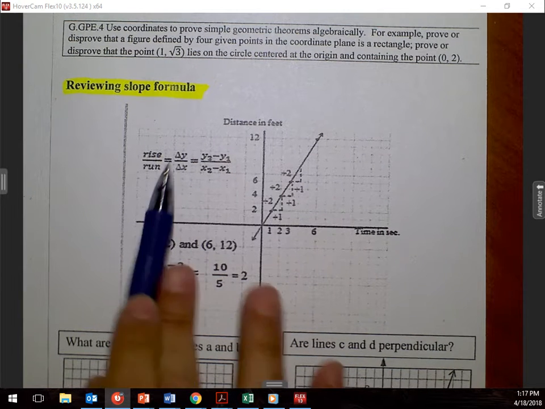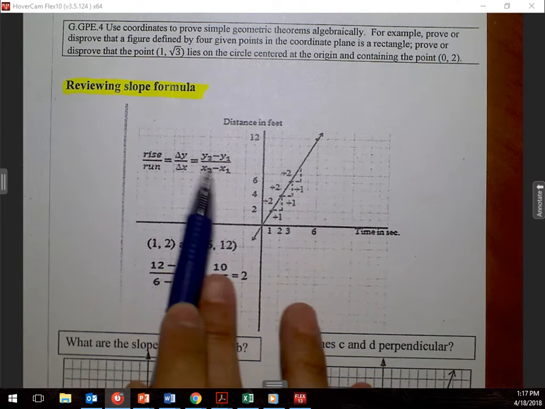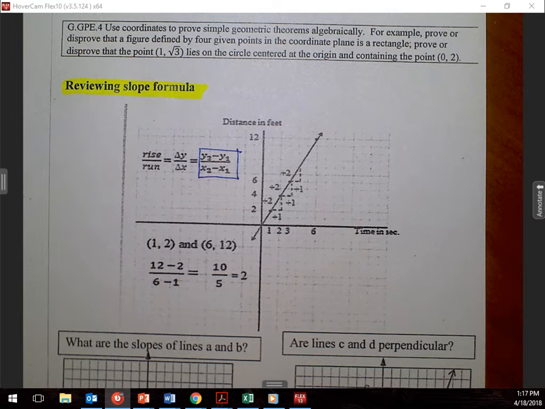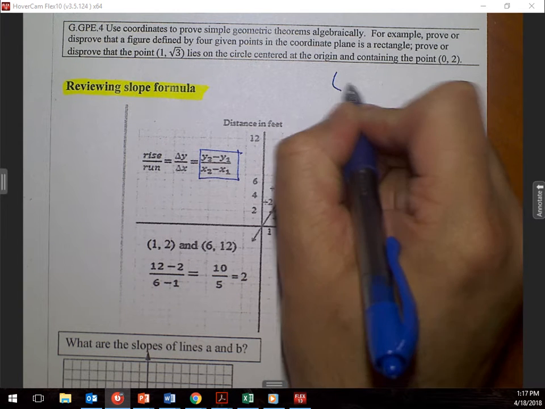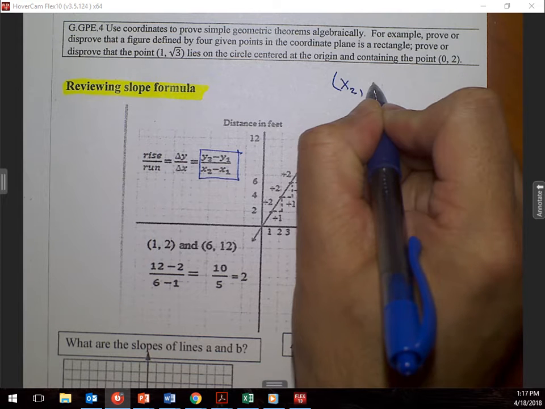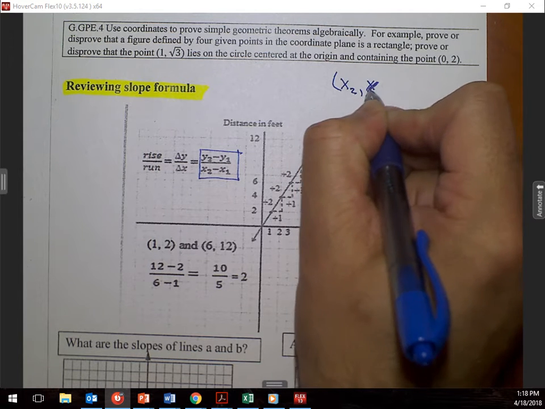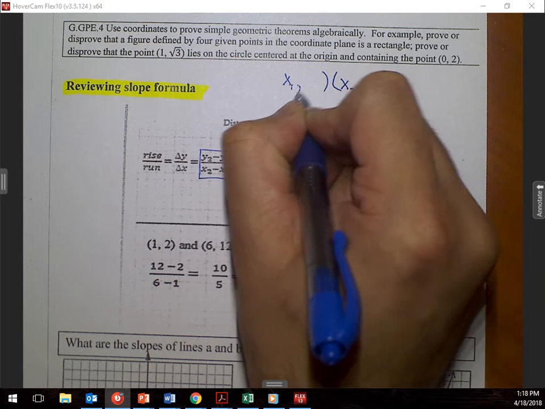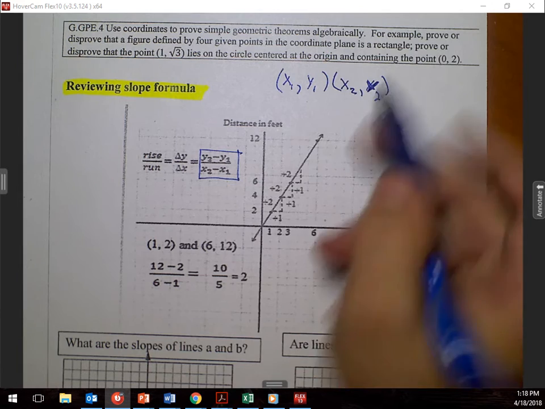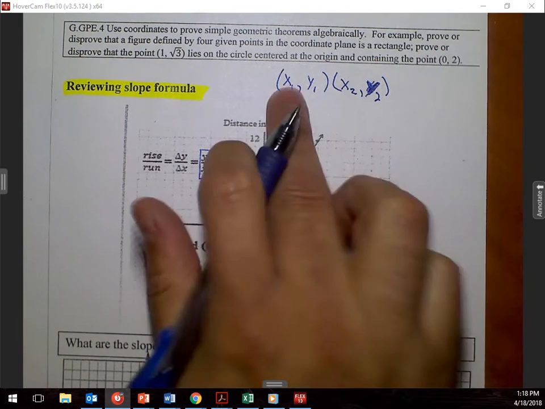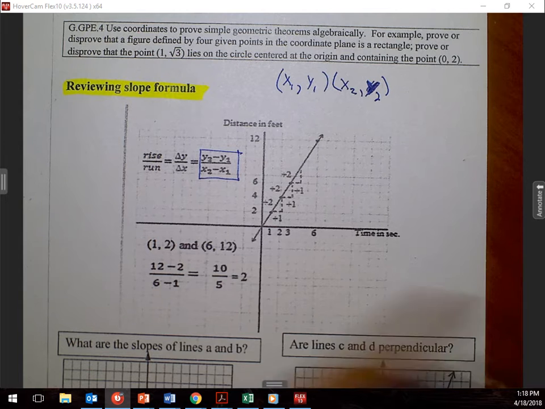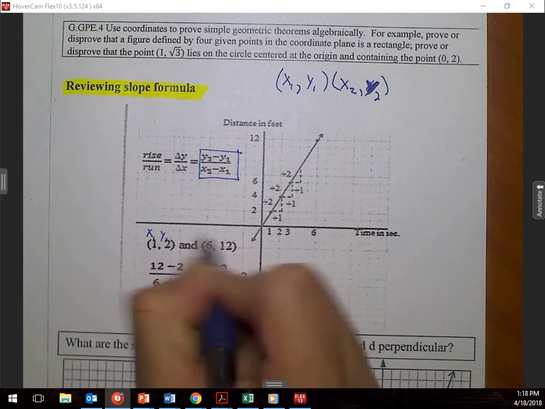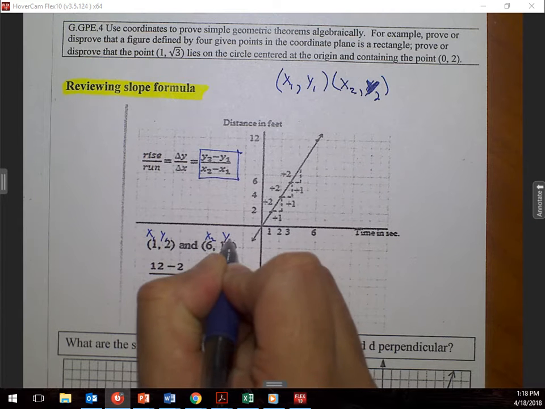Listen up. All right, the slope formula is always the rise over the run. So my formula looks like this. This is the formula that I'm going to be using. When I'm looking at my coordinates, I'm going to be given two coordinates, x2, y2, and x1, y1. So I have two different points here.